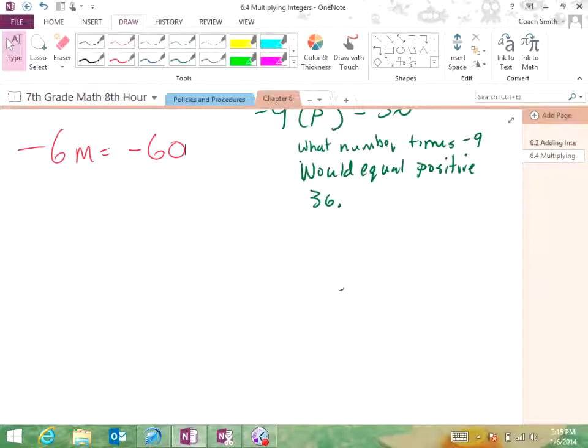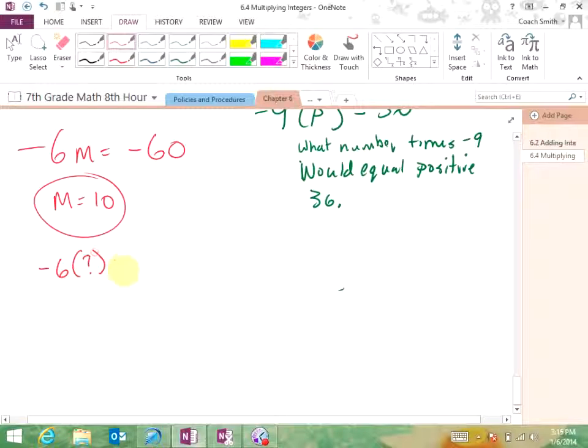Okay, Gracie? 10? Yes. M is equal to 10. Because they're saying negative 6 times some number equals negative 60. So, I have one negative here, and it's negative over there. So that tells me this has to be positive. And so we ask ourselves, 6 times what equals 60? And it's 6 times 10 equals 60.